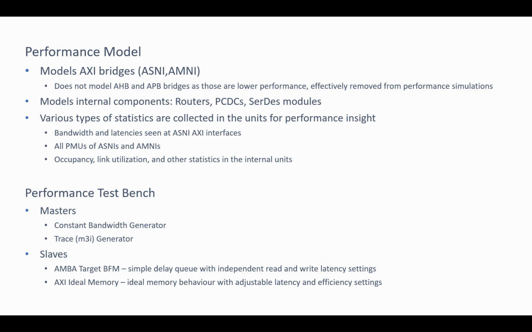On the master side, you can apply constant bandwidth or constant rate traffic generators and trace generators to replay AXI trace in a format called M3I. On the slave side, you can apply AMBA target BFMs that implement simple delay queue behavior, where response to read or write transactions can have their latencies configured independently of each other, and AXI ideal memories that implement an ideal memory behavior with adjustable latency and efficiency settings, although note that it is not a detailed model for any sort of actual memory controller.